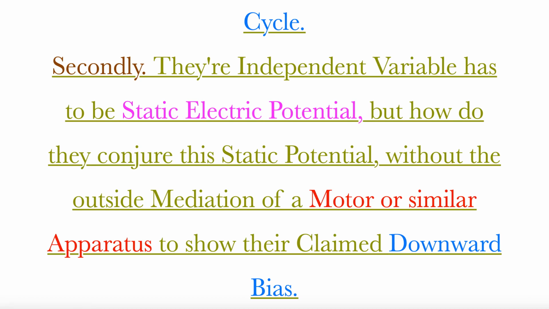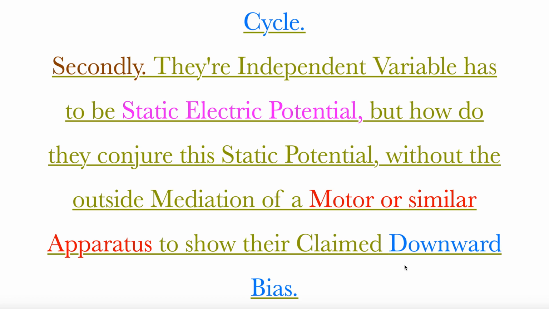But how do they conjure this static potential without the outside mediation of a motor or similar apparatus to show their claim of downward bias? So this is the problem they have. They have to create the static. They can't just manipulate the natural static in the air. They have to make something move. They have to create the whole thing within an apparatus. And this is the problem.